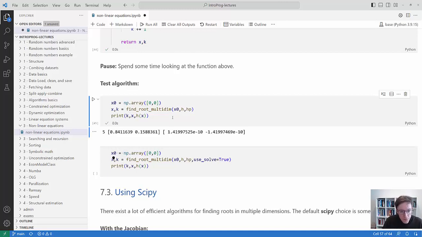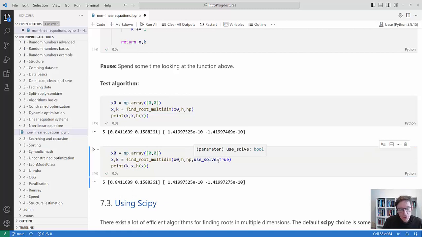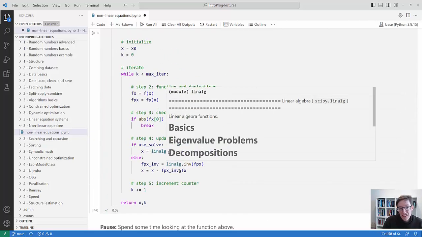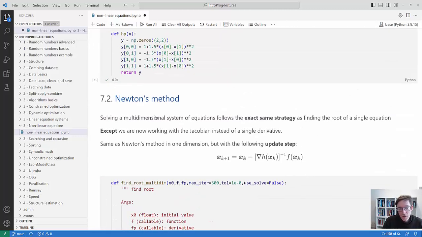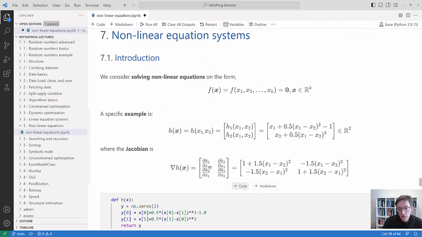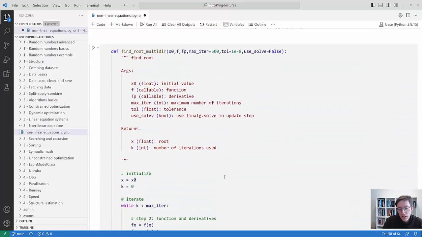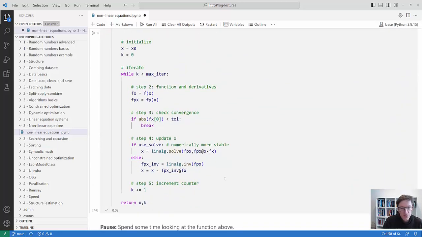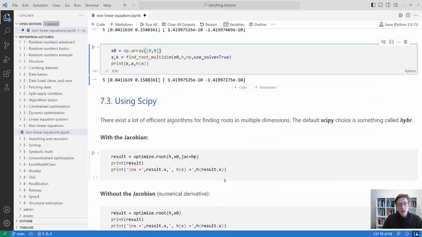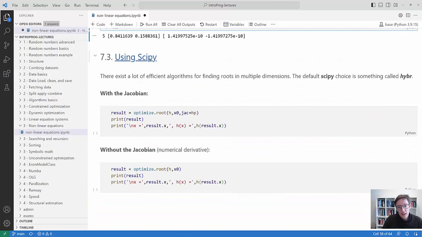Okay, so now this works, and we can also see that we can do it with use solve true on, and we get more or less exactly the same result out. There's a small difference, but it's really, really small. So in that case, it's almost as easy to solve a multidimensional problem, even though it looks complicated. Numerically speaking, it's more or less the same as the one-dimensional stuff. So that's nice. Of course, you can also do this in SciPy.